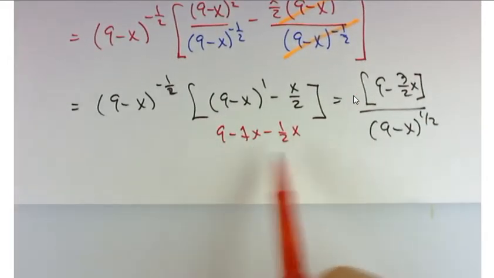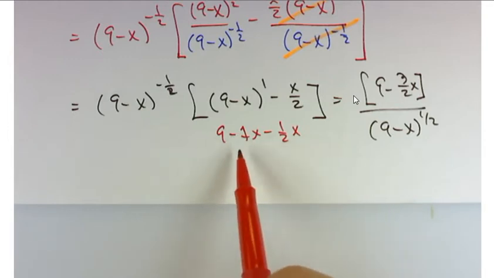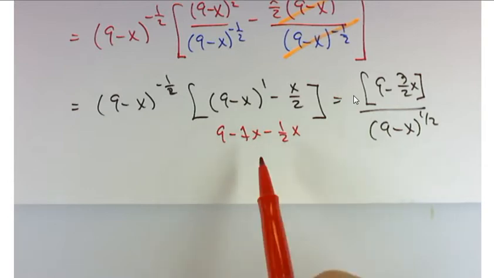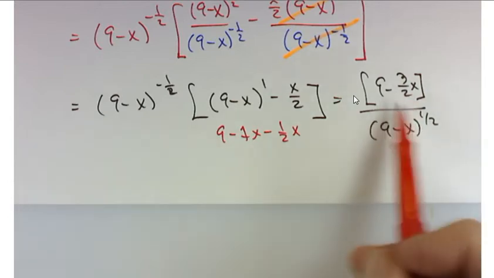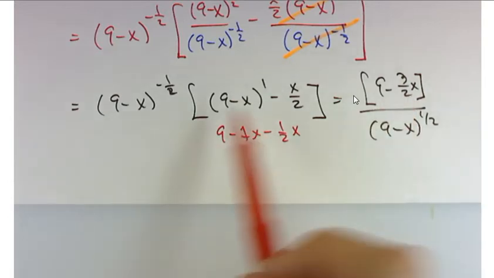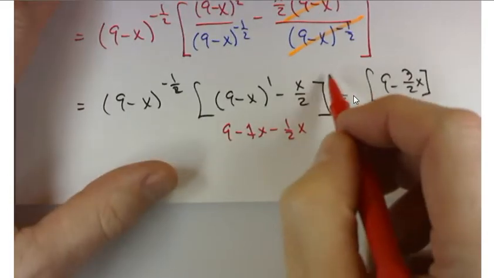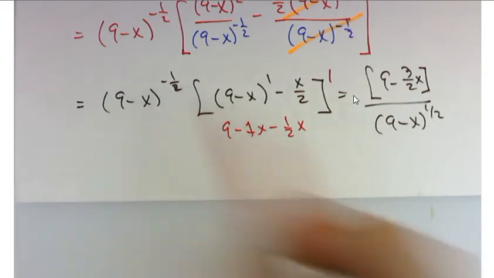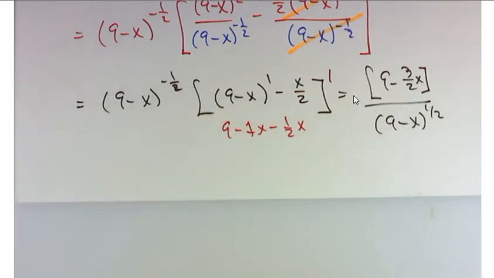So all I did is I combined like terms. Negative 1 plus negative 1/2 is negative 3/2, and that's where I got that. This term stayed in the numerator because it has, essentially, a positive exponent of 1. This one came down into the denominator because it had the negative exponent. All right, does that help out with the derivative there?